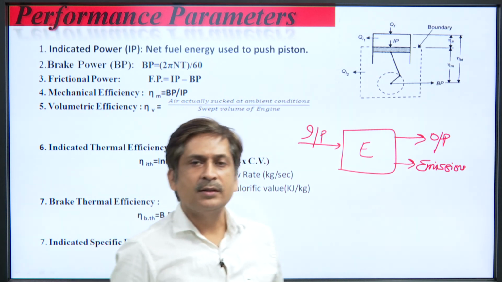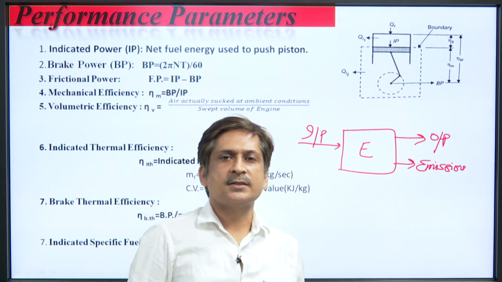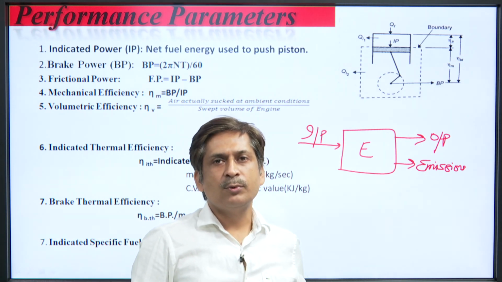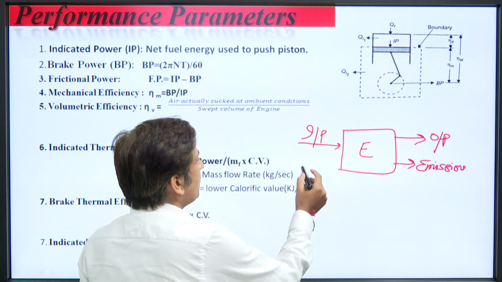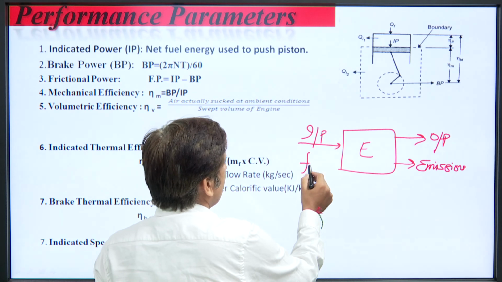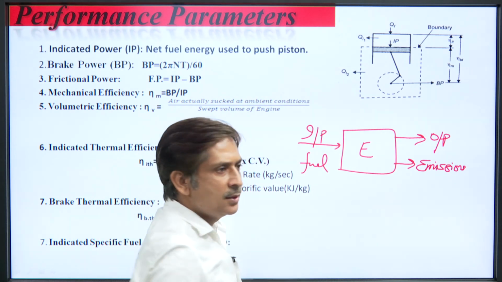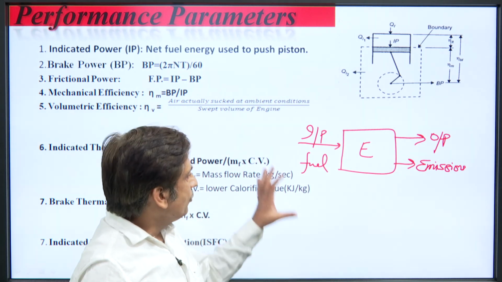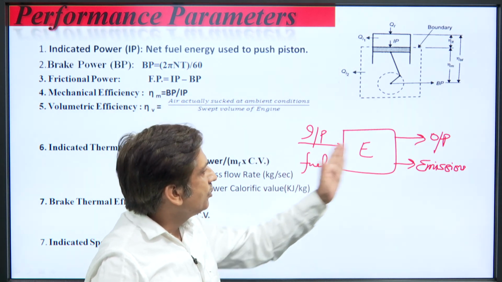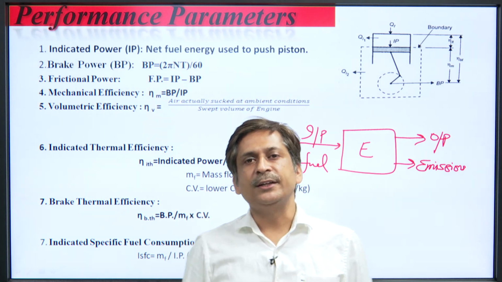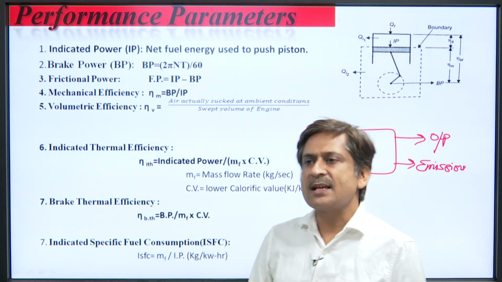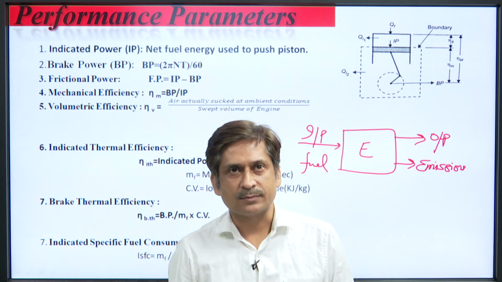Because you know what an engine is? Engine is a prime mover which converts the input form of energy into output form. The input form of energy is taken from the fuel as chemical energy. So, we convert the chemical energy into a useful form. So, how will we predict the performance of any engine? That engine may be an SI engine, that engine may be a CI engine.